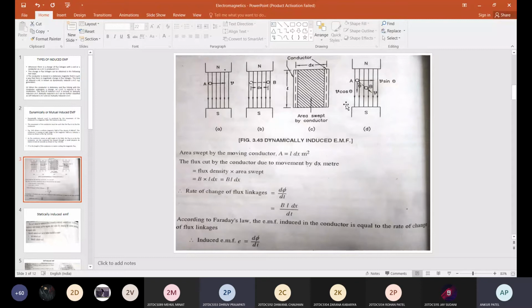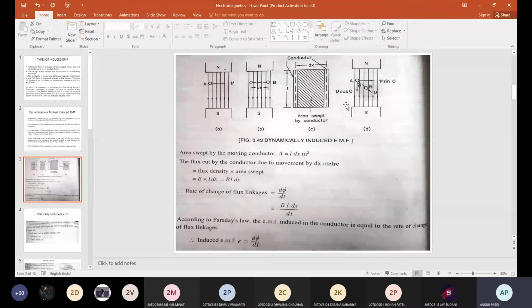If one of the components is parallel to the magnetic field, there is no cutting of flux. So due to v sin theta, there is cutting of flux. So in the EMF equation of voltage, we are considering v equal to Vm sin theta, or e equal to Em sin theta. Due to this v sin theta component, flux is cut as it is perpendicular to the magnetic field.